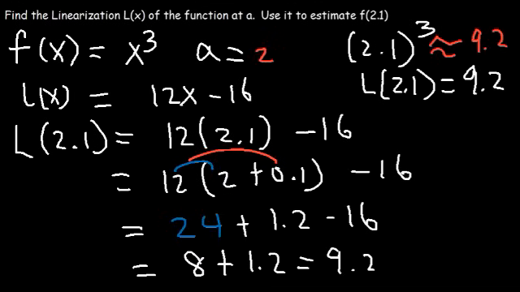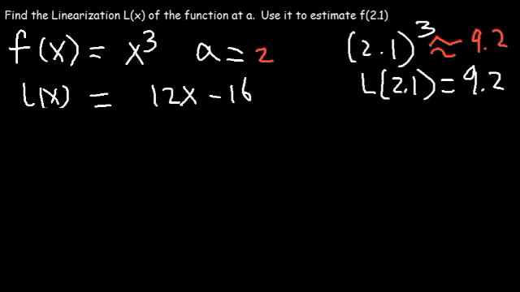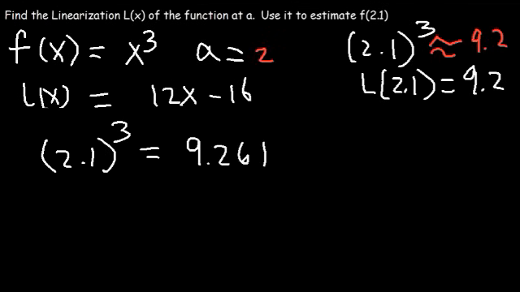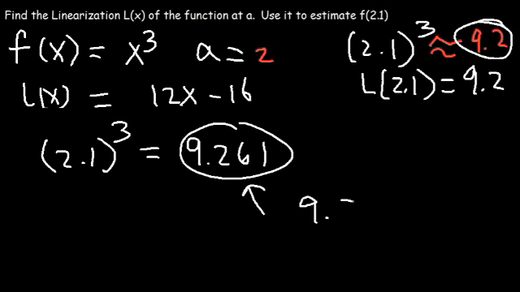Now let's see if our approximation is very close to the actual answer. So let's type in 2.1 raised to the third power in the calculator. The exact answer is 9.261. So it's not too far away, but if you round it, this would round to 9.3, and this is about 9.2. As you can see, 2.1 is not too close to 2. So therefore, there's going to be some error, but we still have a decent approximation.